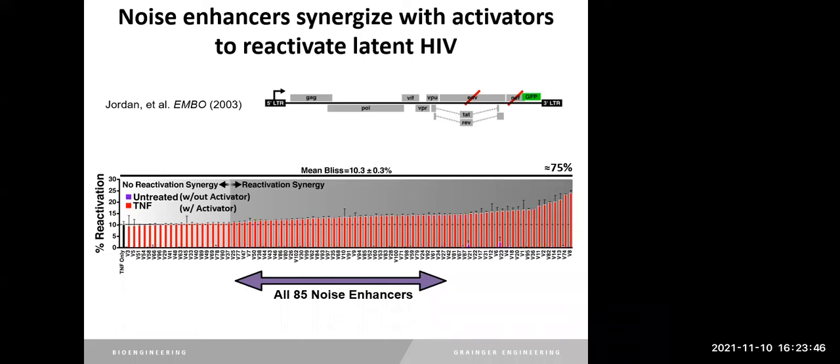So instead of just looking at the promoter-only system, which I just showed you, now we're looking at full-length HIV virus. This has a deletion of the envelope, so it's replication incompetent, so we can work with it in the lab. It also has a green fluorescent protein in it, so we can detect whether it's on or off. And it's a clonal population, so it's a single integration site.